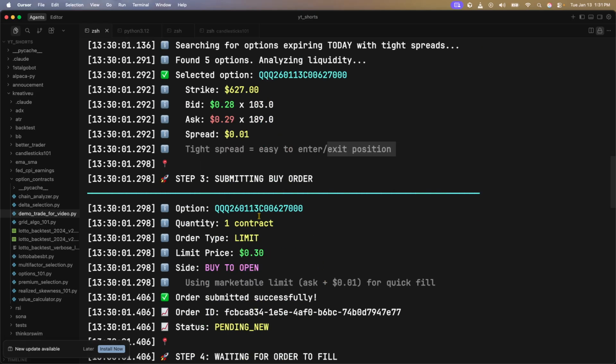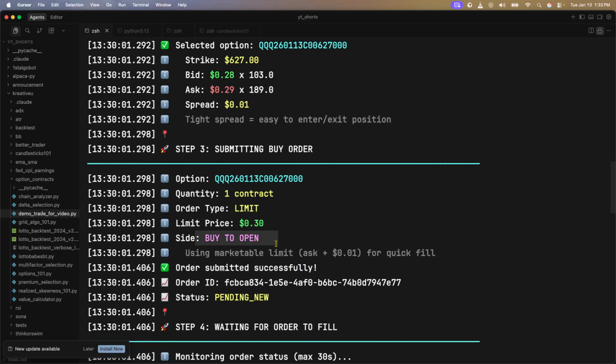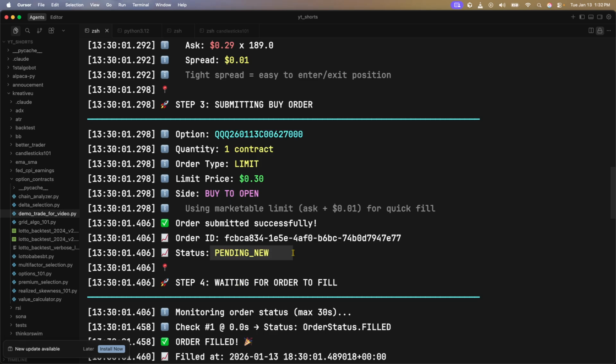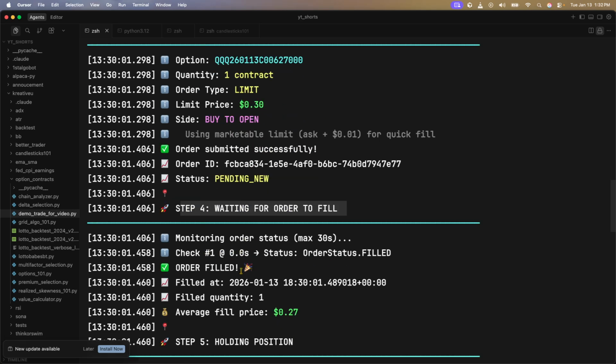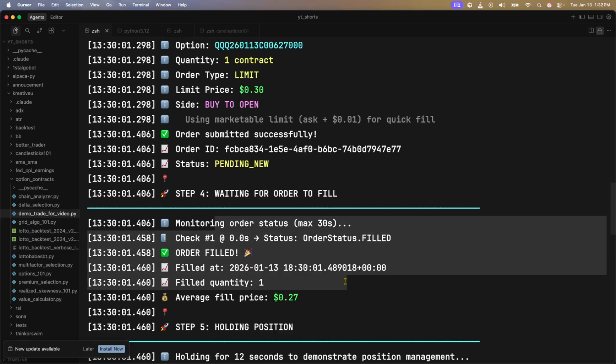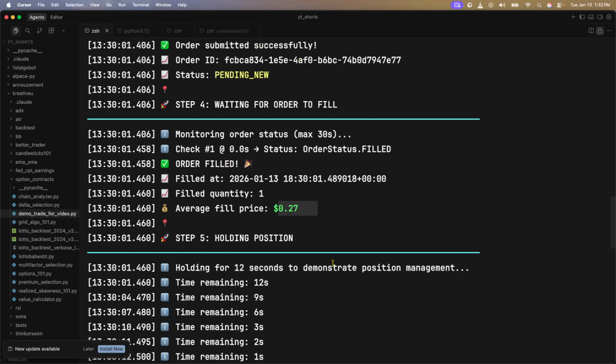So this is the option contract that we bought. This was a limit order. We bought it at $30, which was a buy to open. Now it went into pending status and we waited for it to fill. Then our step 5 is being able to hold the position for 12 seconds once we confirm that it filled. We wanted 30, but it actually filled at 27. So we got an improvement. It's like, all right, bet, that's what's up.